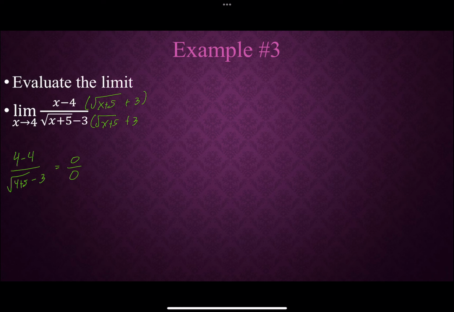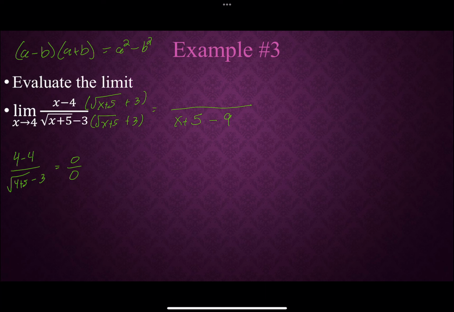Now, the reason why we're doing the conjugate is because when we have a minus b times a plus b, you just simply get a squared minus b squared. So that bottom would just be the first term squared, which is just x plus 5, minus the second term squared, which is 9.